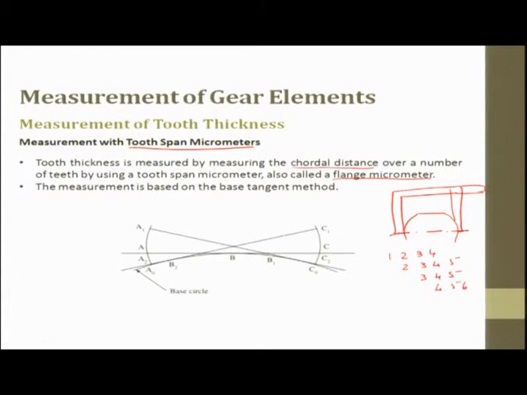The measurement is based on the base tangent method. Here, this is the center line. We take a tangent, a chord, which is A, B and C. The next one is going to be A1, B1 and C1. Next is going to be A2, B2 and then the chord, so it will be C2.